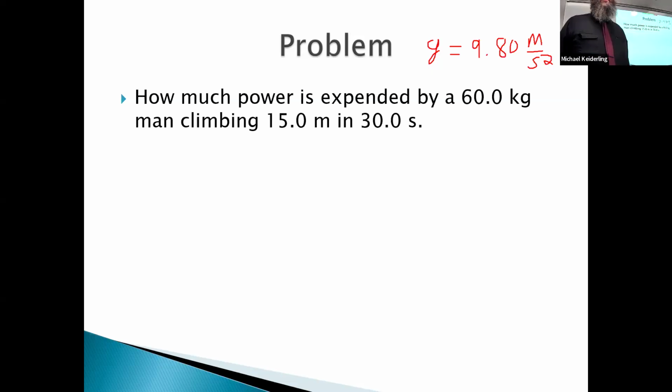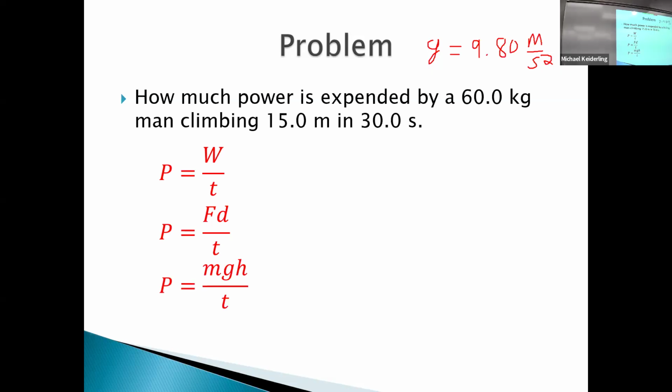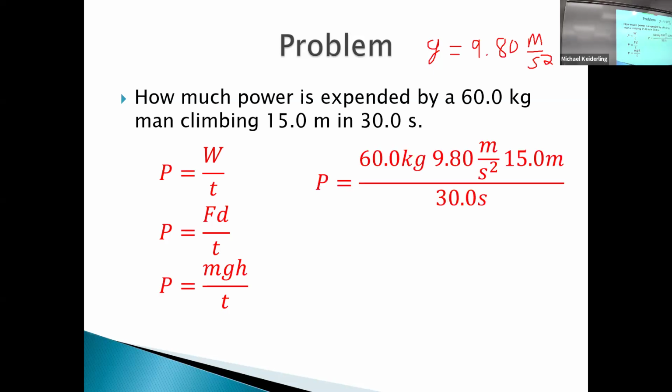That's running up 5 flights of stairs, basically. So power is work over time. Work is force times distance over time. So this will be mgh over time. So 60 kilograms times 9.8 meters per second squared times 15 meters, the change in potential energy, over the time, 30 seconds. The power is 294 watts.